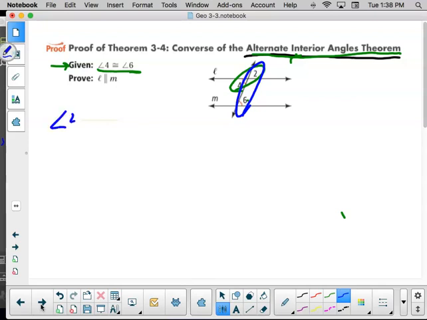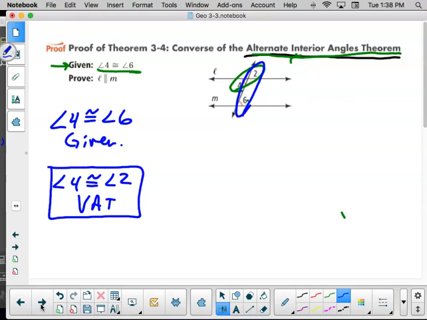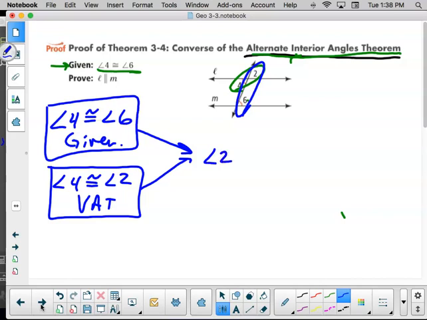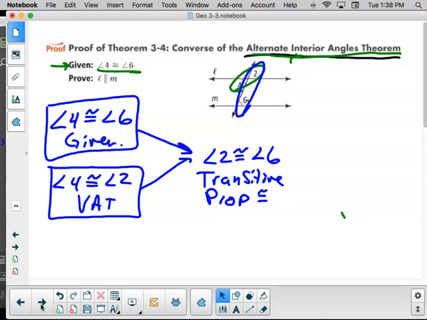So I've got angle 4 congruent to angle 6. That's given. And I've got angle 4 congruent to angle 2. And that's vertical angle theorem. Those will combine, as I said, because 4 is congruent to 6 and 4 is congruent to 2. So angle 2 is congruent to angle 6 because of transitive property. Okay? So I got that going on. I should box that in.